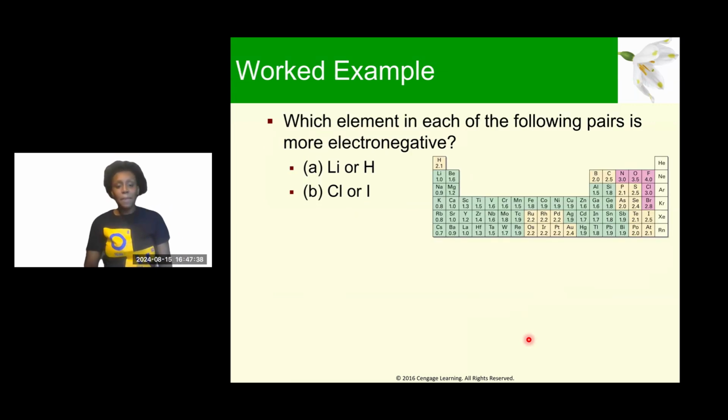All right, so here goes an example problem. Which element in each of these following pairs is more electronegative? So I'm actually going to stop right here, and there's going to be a question inserted there. And so go ahead and answer that question.